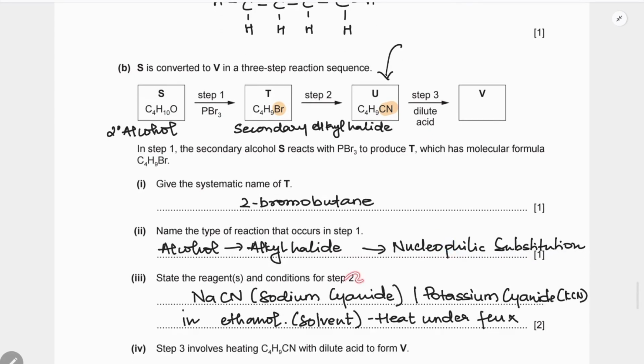State the reagent and condition for step 2. Now, as you can see over here, bromide is present and CN is also present. That means over here they might have taken the cyanide group. So we can use potassium cyanide or sodium cyanide in ethanol. And what will be the condition? The condition will be to heat under reflux. So you can write sodium cyanide or potassium cyanide in ethanol, which works as a solvent, and the condition is heat under reflux.